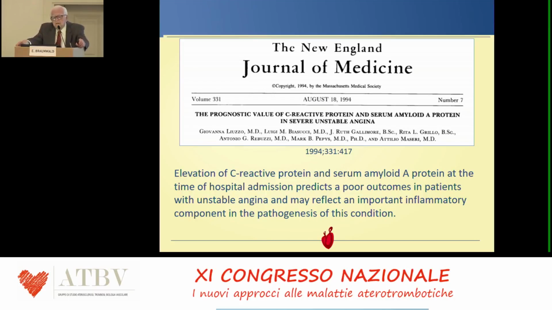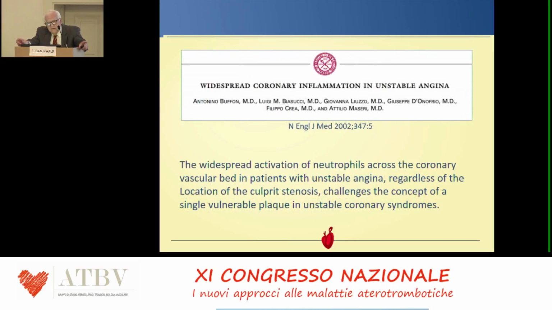And he also published a second classic paper in the New England Journal of Medicine in which he showed that there was widespread inflammation in unstable angina, not only in the vessel which was the culprit, but he found that there was an activation of white blood cells coming out of the other vessels as well. And that signified that there was instability in the entire coronary vascular bed. So it's not only a single lesion, it's the entire bed that's modified.